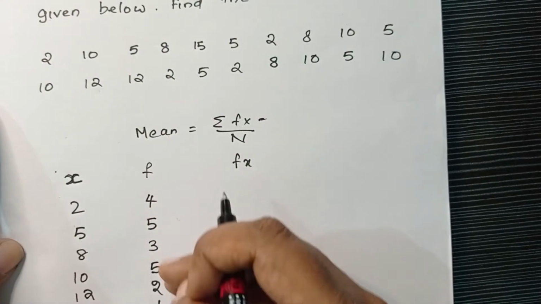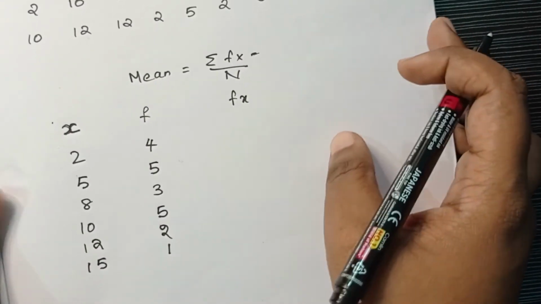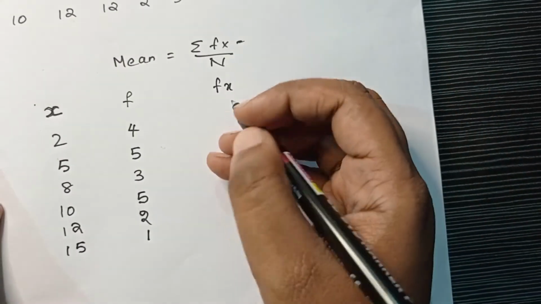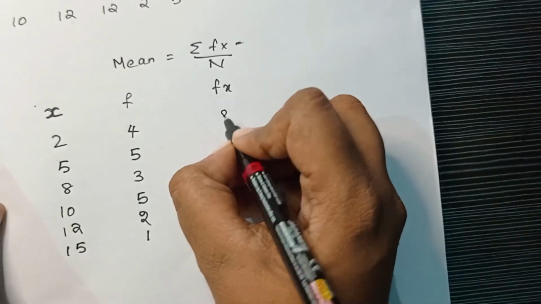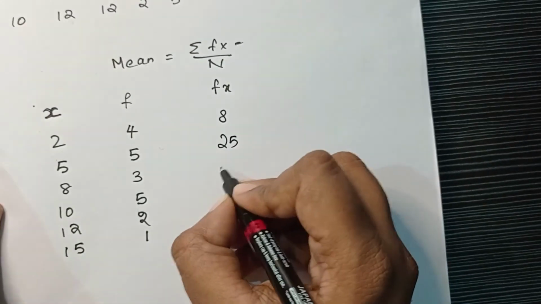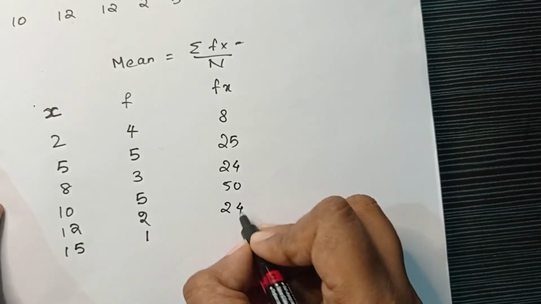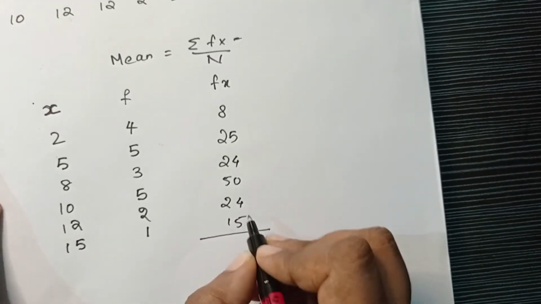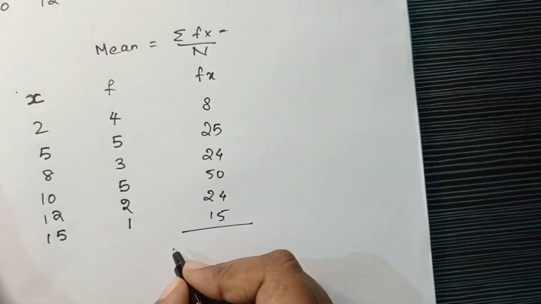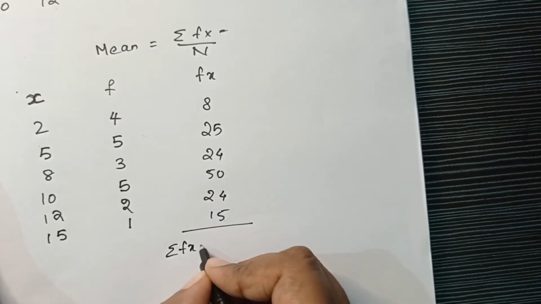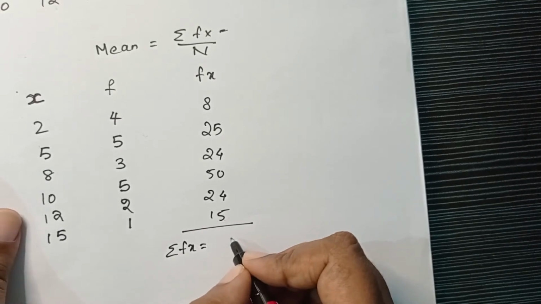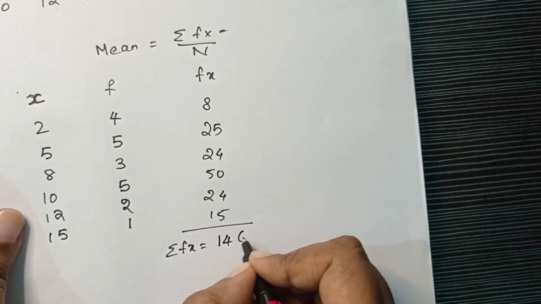So we have found the values given in the question and the frequency of each. Now we are going to multiply them. So it is 8, 25, 24, 50, again 24, 50. Now we have to find the total of this, that is summation of fx. Summation of fx equals 146.